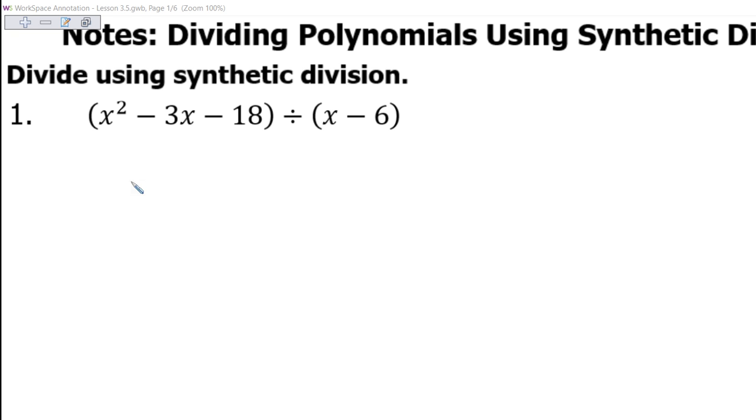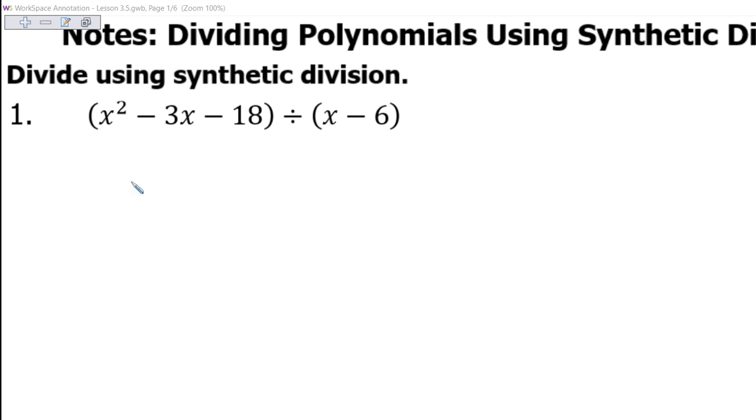Yesterday, we learned how to divide polynomials using long division. Today, we will be dividing polynomials using synthetic division. Synthetic division just eliminates us having to actually do all of the long division. So we are still doing the division, it's just we're using numbers only. We won't be using the variables.